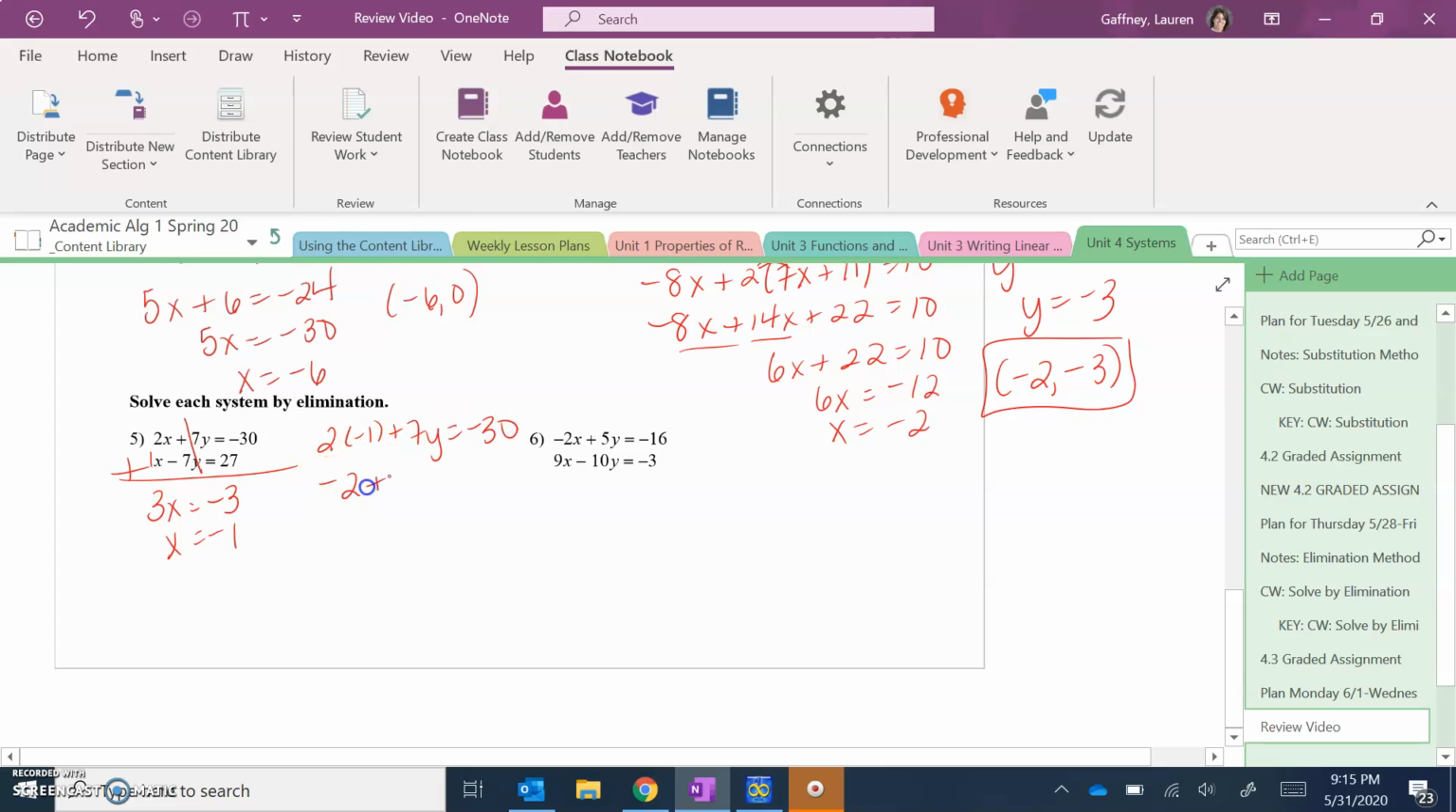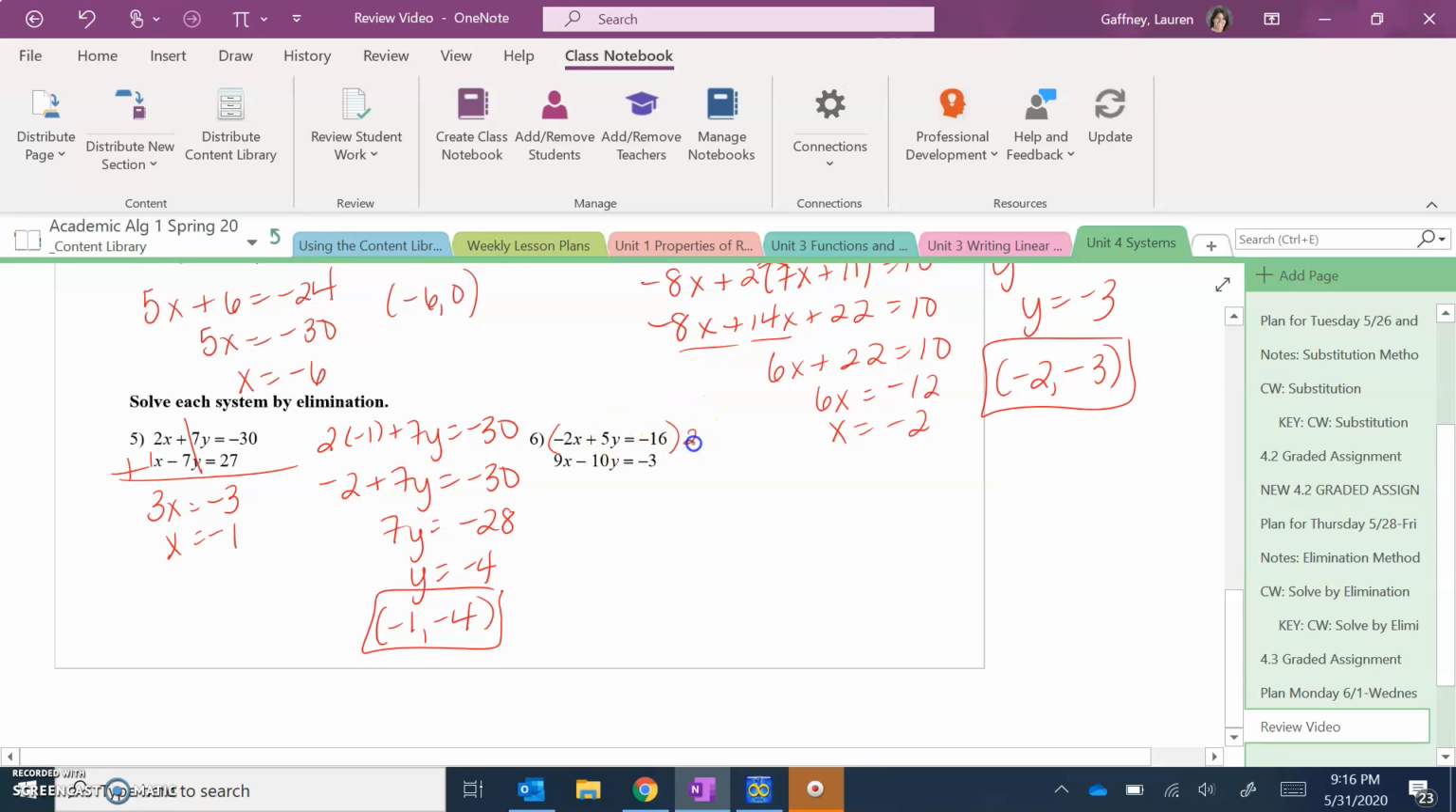So I have -2 plus 7y equals -30. Let's add the 2 over, divide by 7. So I get -1 comma -4. Now notice here nothing eliminates the way it is, but this is a -10. If only this were a positive 10, then they would easily cancel out.